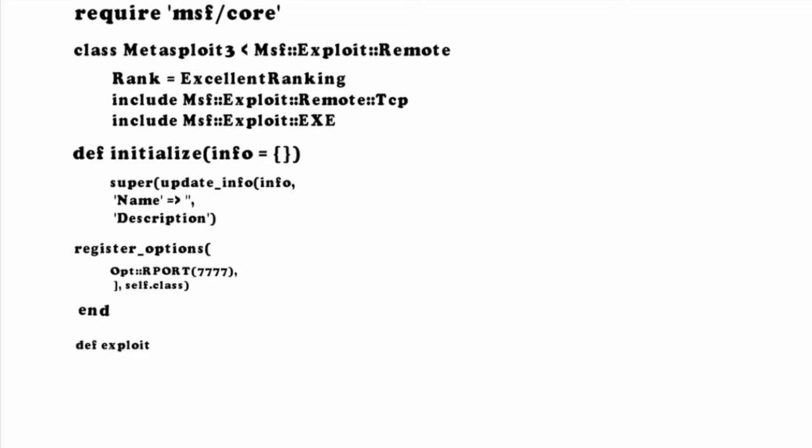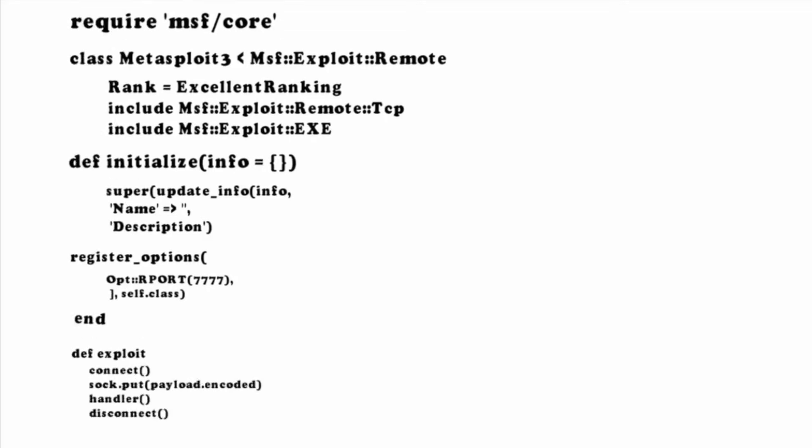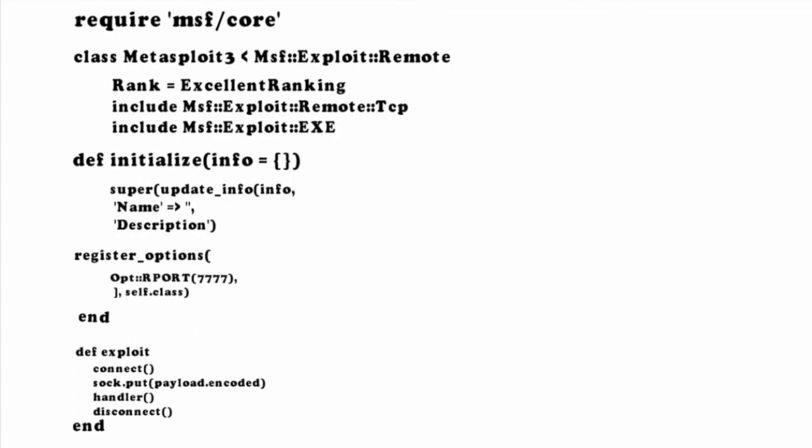Type def exploit. Type connect. Type sock.put(payload.encoded). Type handler. Type disconnect. Type end. This is the main exploit body of the module that contains the shellcode or the exploit pattern. The content of this function varies from exploit to exploit. Some of the key features that may exist in a remote exploit are listed in the body of the function.